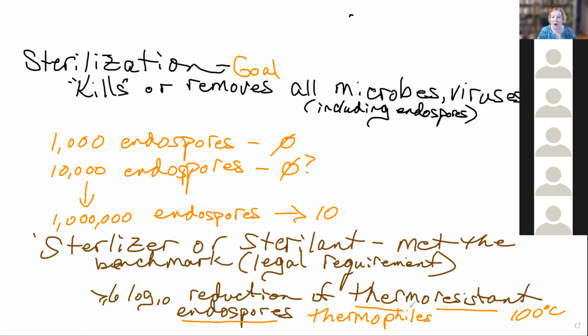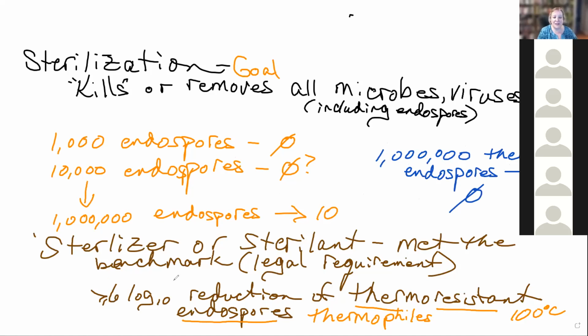So you take the really hard to kill ones and show that you can kill 1 million of these puppies. Okay? So that's what they do when they are meeting this legal requirement. They show that if they take 1 million of these thermo-resistant endospores, and put them through their sterilization procedure or expose them to their sterilants, they can show that they have nothing at the end.